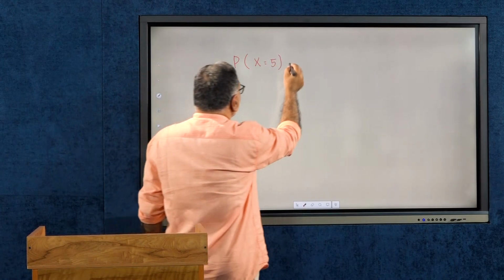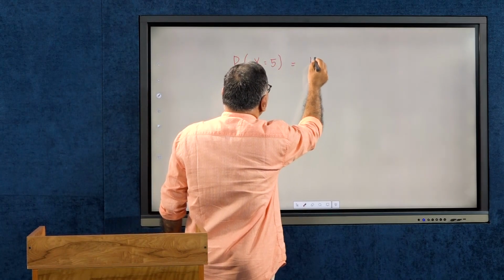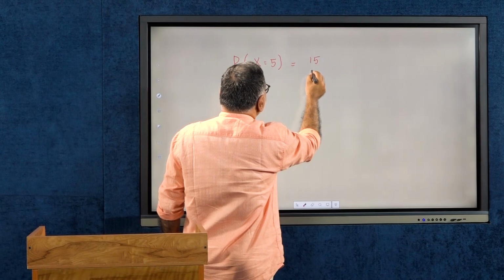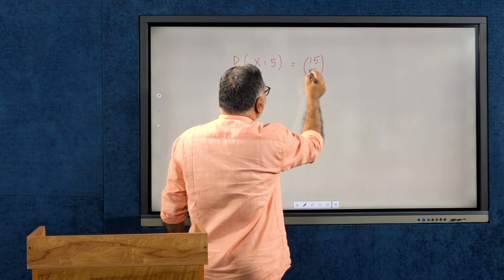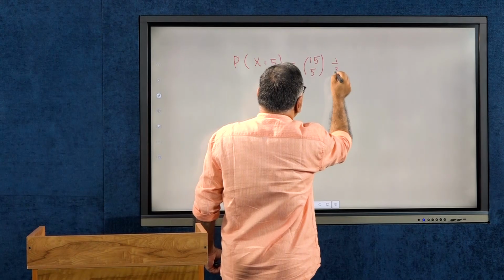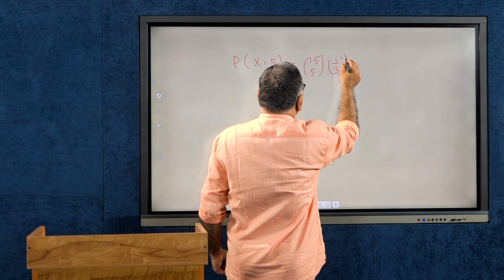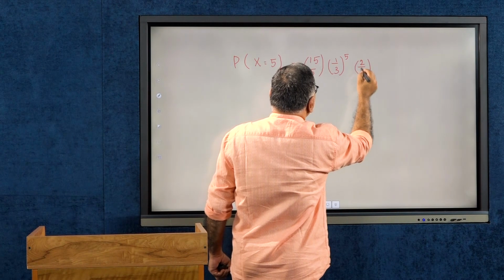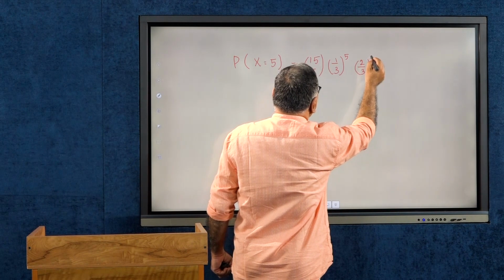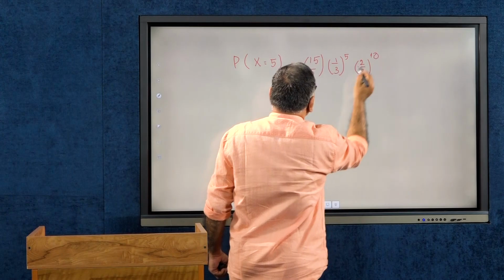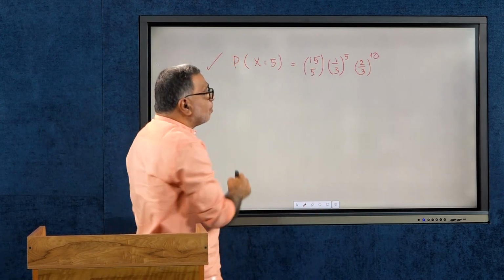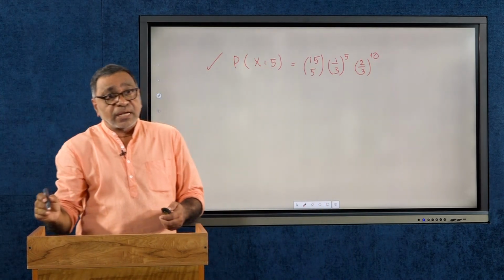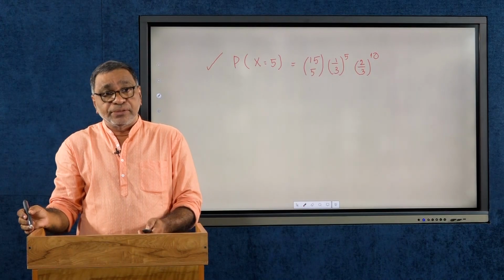So, exactly 5 orange seeds is 15C5, p power x, that is (1/3) power 5, q power 15 minus 5, that is (2/3) power 10. So, this is our probability of getting exactly 5 orange seeds.